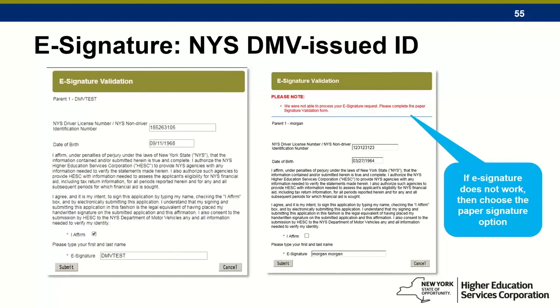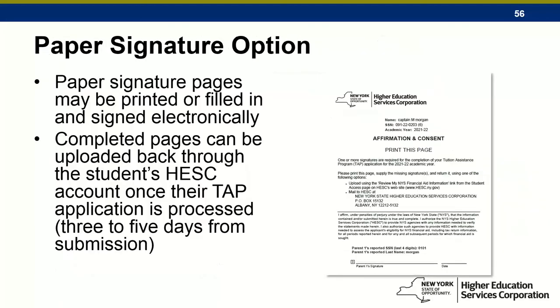It only takes IDs issued by the New York State DMV. So if the parent has a New York City municipal ID, that NYC ID doesn't work. If the parent has another state's driver's license, that's not going to work. So it has to be a New York State DMV issued ID, and it doesn't necessarily have to be a driver's license. It could be a non-driver's license.